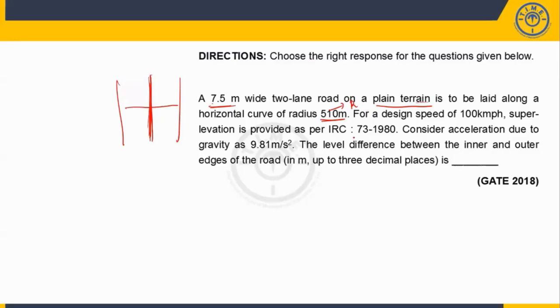Super elevation is provided. Consider acceleration due to gravity. Let's leave this code, we don't need to do anything with it. The level difference between the inner and outer edges of the road is dash. That is nothing but the super elevation. The road is laid along a horizontal curve. There should be mixed traffic given here. Wait.